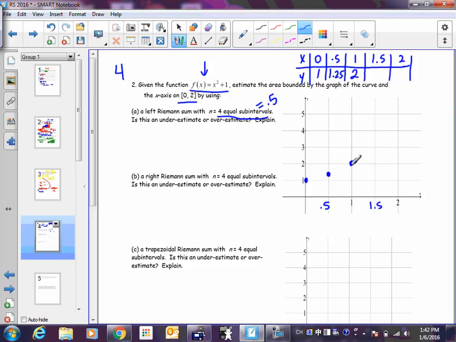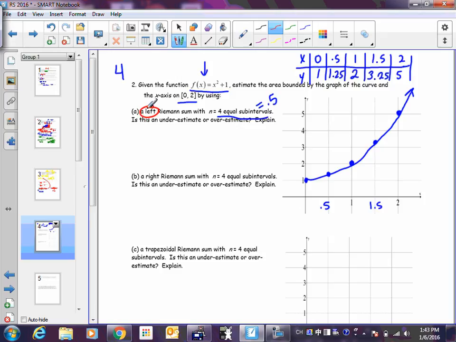What about 1 squared plus 1? 2. Feel free to use your calculator, especially on this next one. You could do it by hand, but you should get 3.25 and 5. And because this is a function, let's just go ahead and connect the dots and make it into a nice parabola, which is what it is. It's a parabola, parent function shifted up 1. Okay, so we got everything set up.